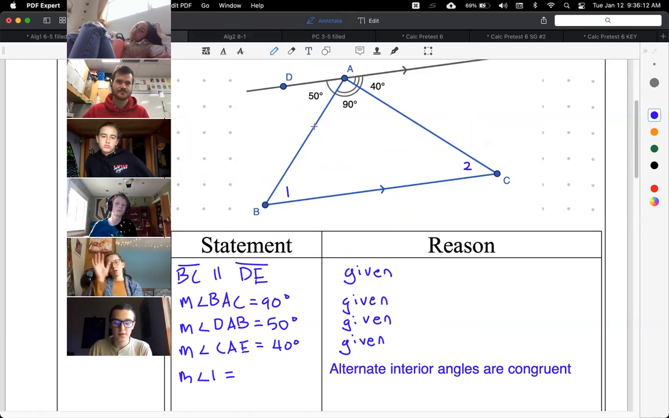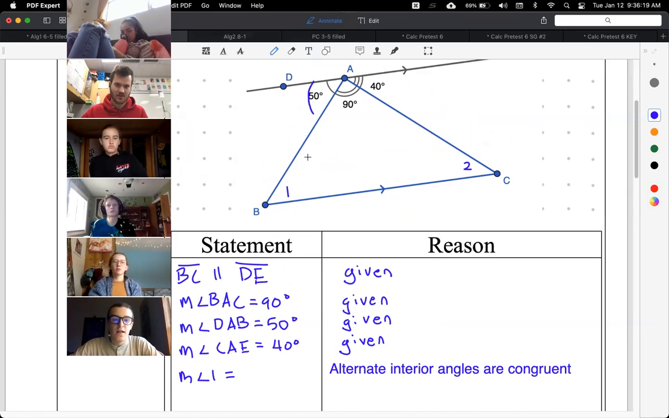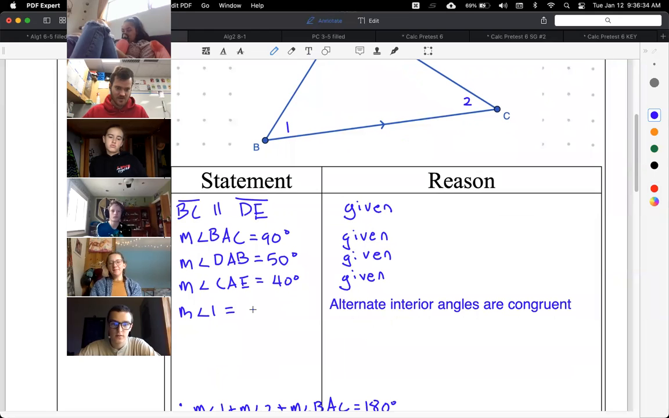Charles? Would it be 50 degrees? 50 degrees again, yeah. So the inside armpits of the Z, as long as you have parallel lines, which we do, we stated that right here as one of our givens, the armpits are equal to each other. So angle 1 must be equal to 50 degrees. So we come down here, and this is 50 degrees.